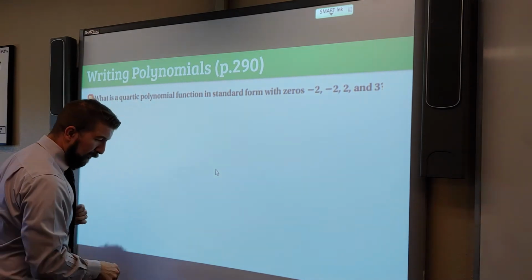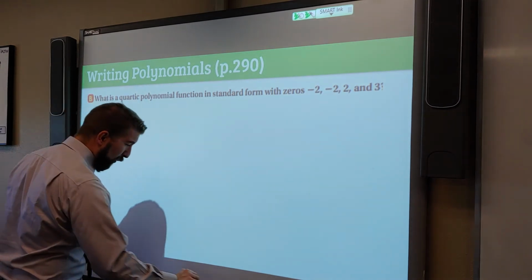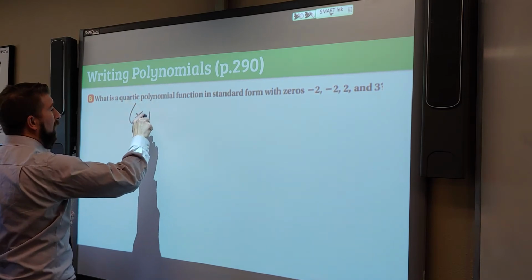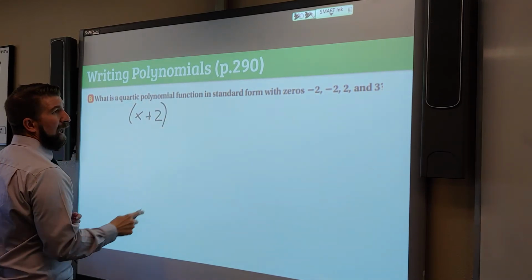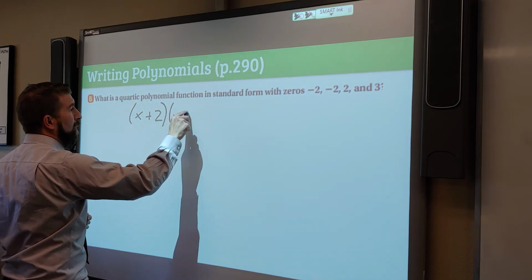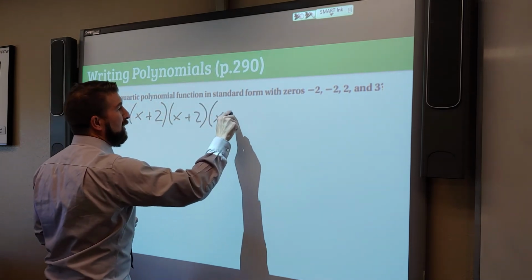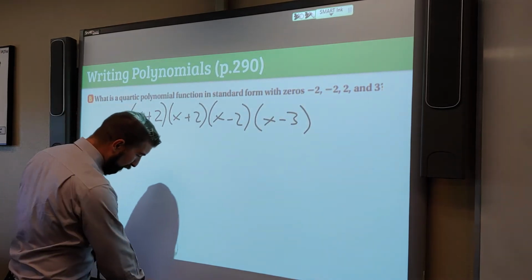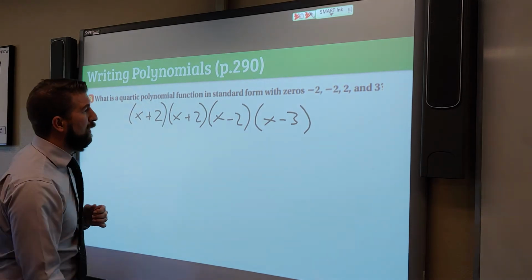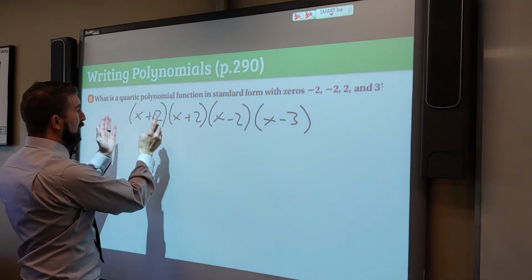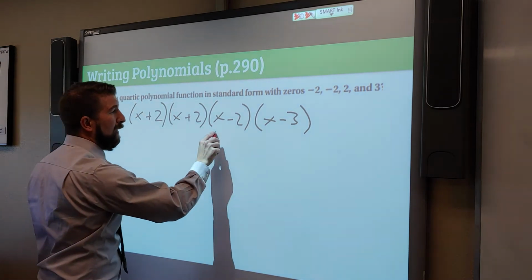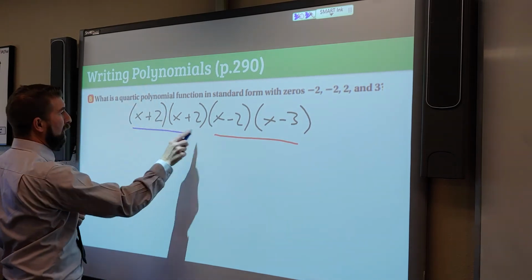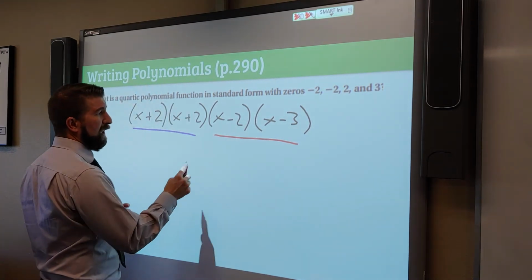So, on this example, we have quite a few that we're going to deal with. First thing I'm going to do, I'm going to put x plus 2, and I actually have 2 of them, but I can still do x plus 2, x minus 2, x minus 3. That's the factored form of these equations. Now, you can do these separately if you want. You can distribute these as a set, and then distribute these as a set, whatever you would like to do. That's how I prefer.